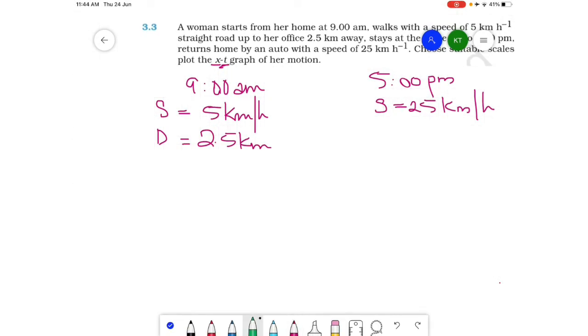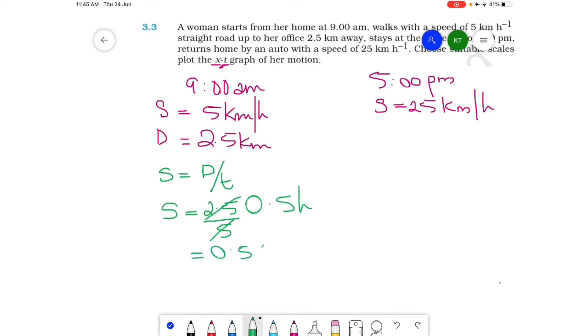So let's start solving. The first part of the question says she left at 9 a.m. with a speed of 5 km per hour. She has traveled a distance of 2.5 km. Now, let's find out how much time this takes. So we know speed equals distance by time. What is distance here? Distance is 2.5 kilometers, and speed is 5 km per hour. So time is 0.5 hours. How much is 0.5 hours in minutes? That will give us 30 minutes or half an hour, right?